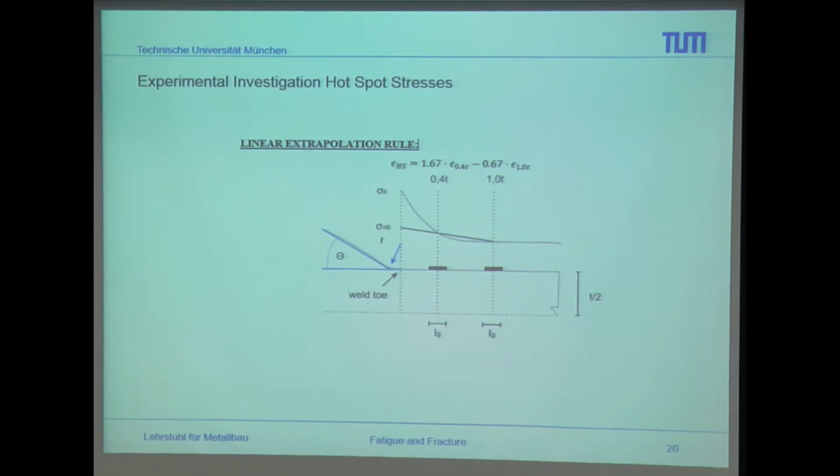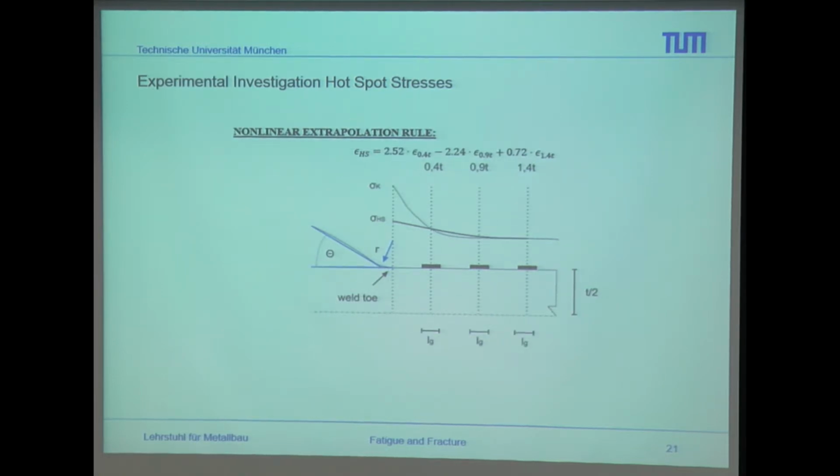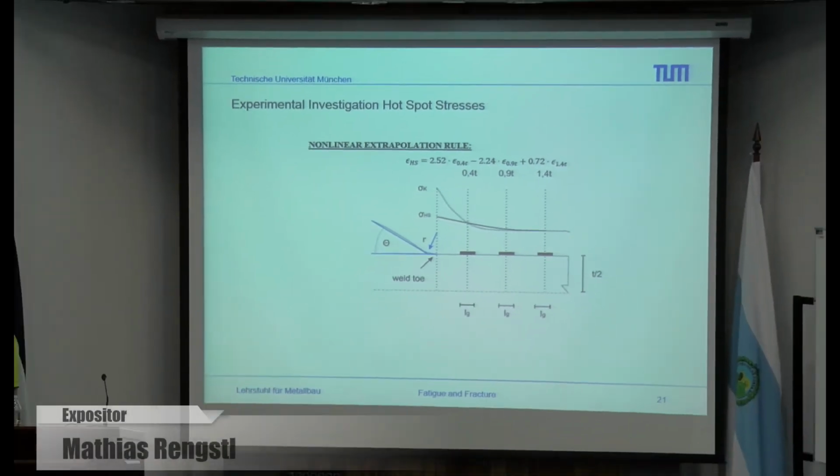So the same, of course, for the nonlinear extrapolation rule. Here, some slightly different distances: 0.4 T, 0.9 T, and 1.4 T. And these rules have been investigated for hollow beam sections. So this is a concept which results mainly from the offshore structures.